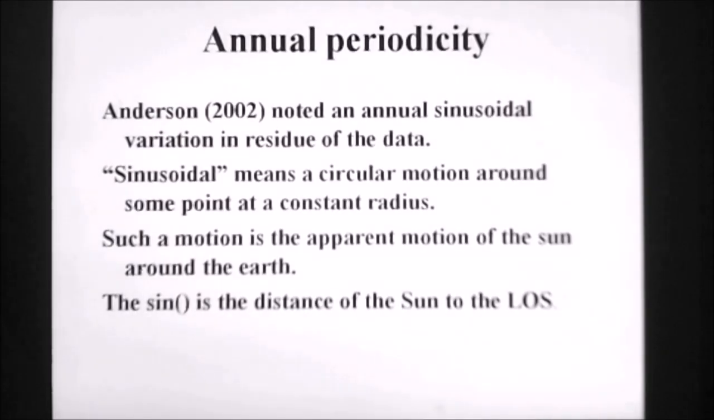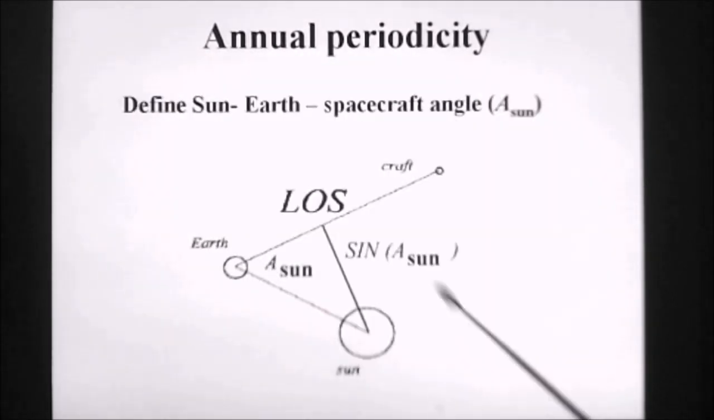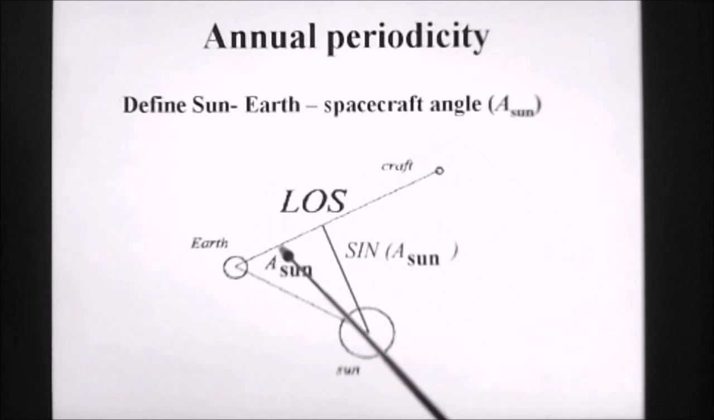First is the annual periodicity. Anderson noted an annual sinusoidal variation in the residuals of the data. Sinusoidal means a circular motion around some point at a constant radius. Such a motion is the apparent motion of the Sun around the Earth. There's a sine term, which is the distance of the Sun to the line of sight to the spacecraft. The angle we're concerned about is Sun, Earth, spacecraft, and this is the sine of that angle.